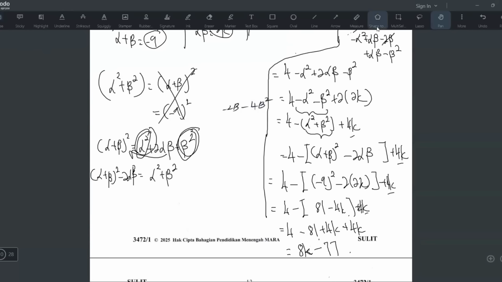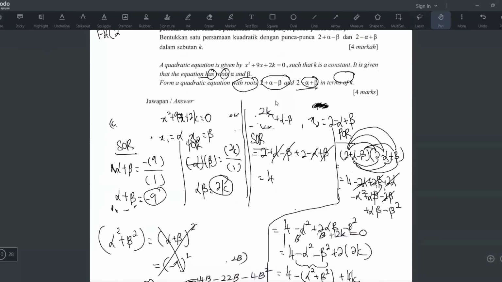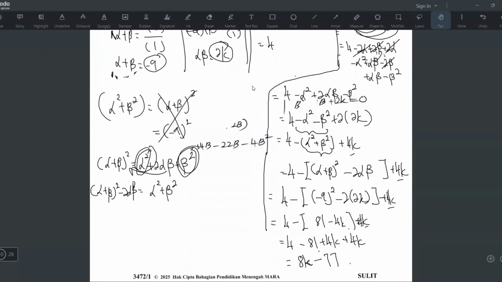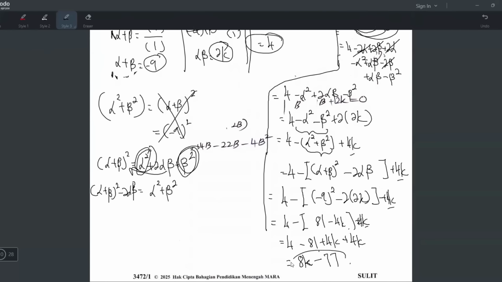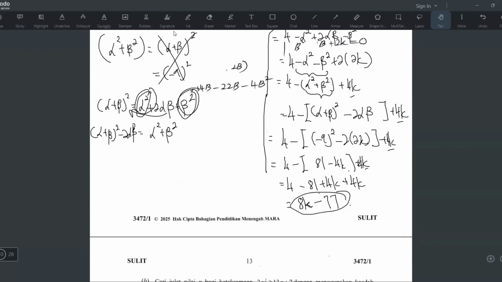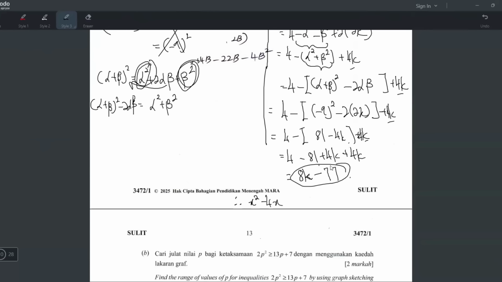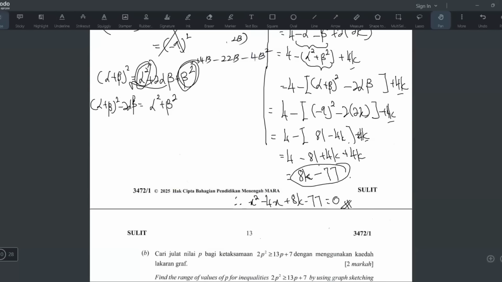The k is fine, because the question says it can be in terms of k. So now you can just write your equation. They want you to form the equation in terms of k, right? So you need your SOR value and the POR value. The formula for forming an equation I wrote here already: x square minus SOR x plus POR equals 0. So the final answer would be x square minus the SOR value, which is 4, so 4x, and then plus POR. The POR doesn't need the sign changed, just put it in. Equals 0. So that's the answer. The k is fine, since it says in terms of k. Alright, that's all.